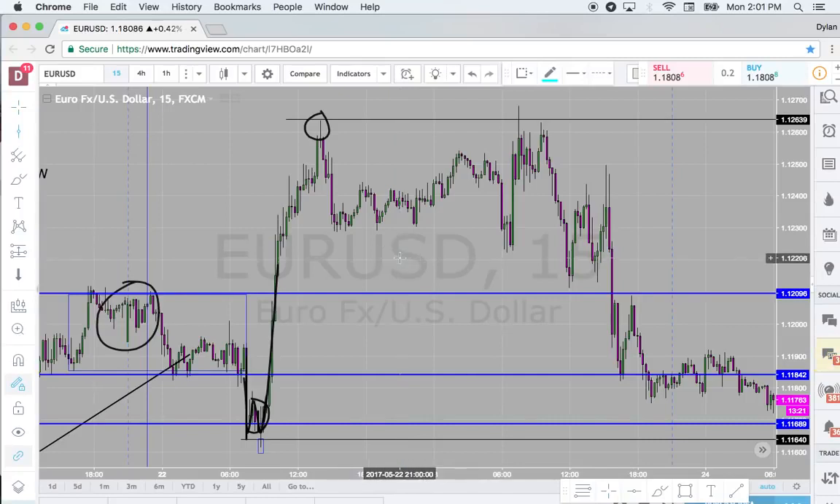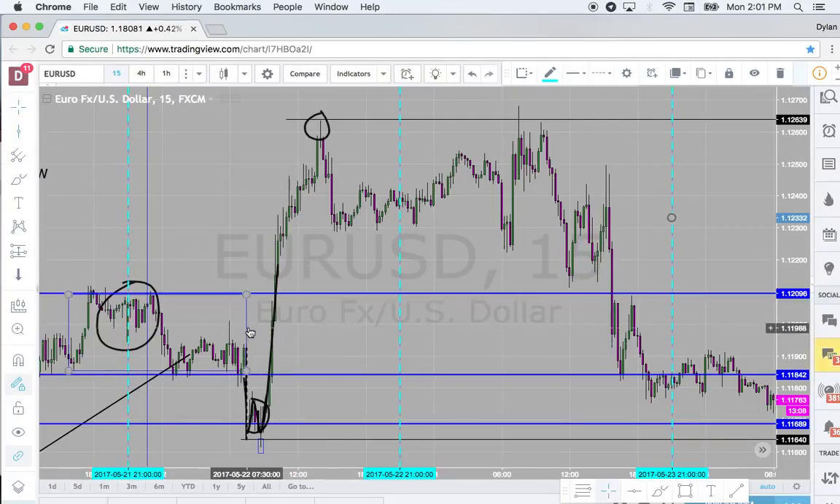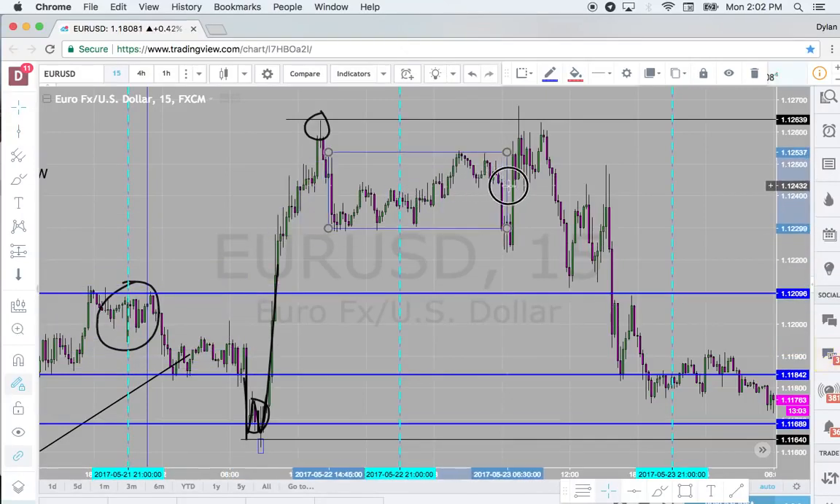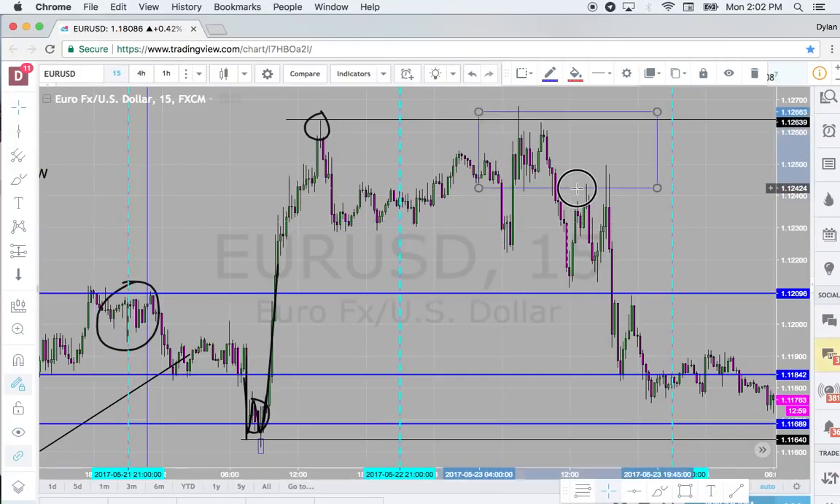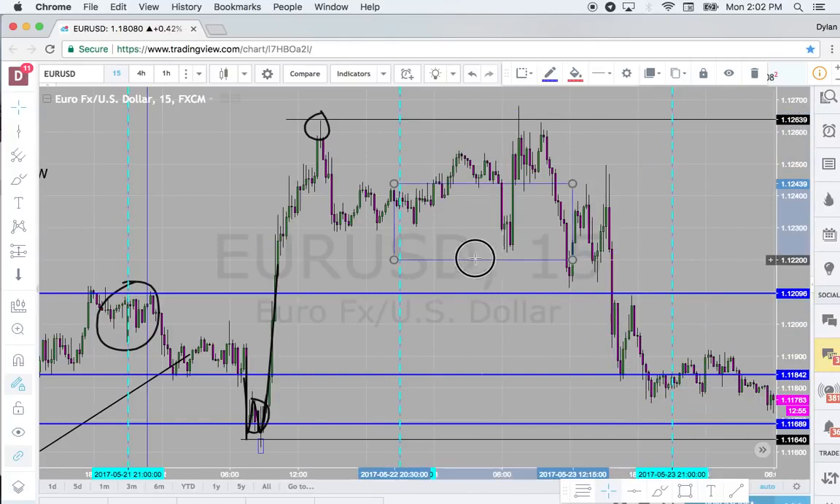So these blue lines that I have set up here, right? You can see them. These blue lines represent a new day. You can also see Asian consolidation inside of these, or at this time, at this changeover. This is when the Asian consolidation or Asian session starts.